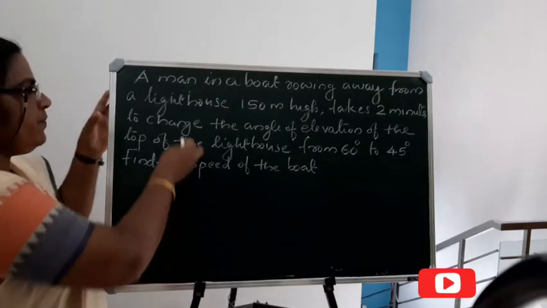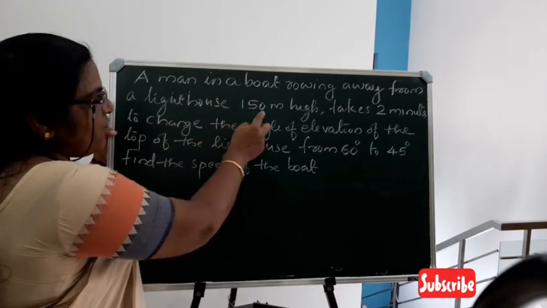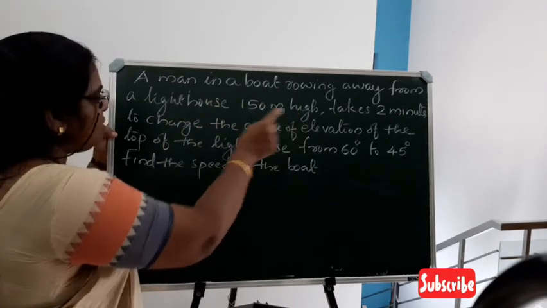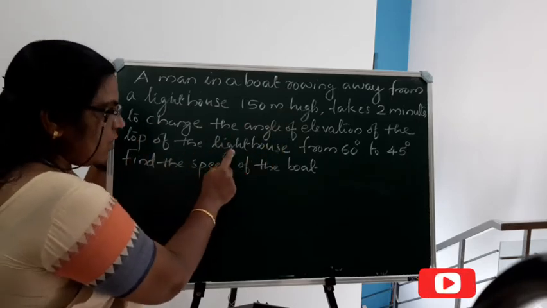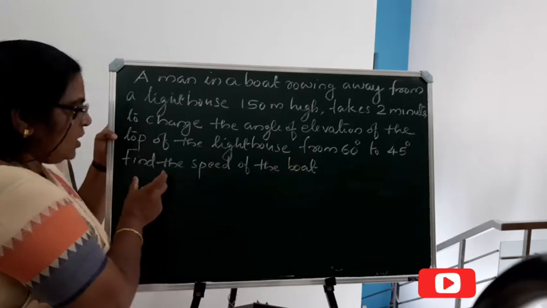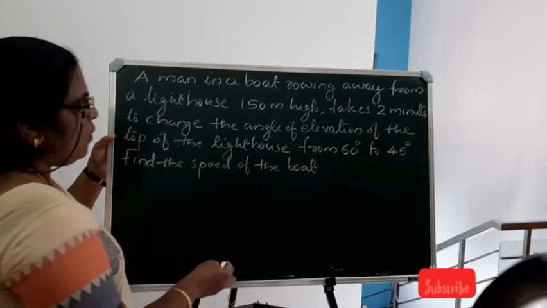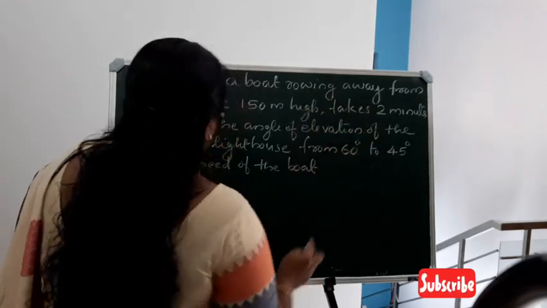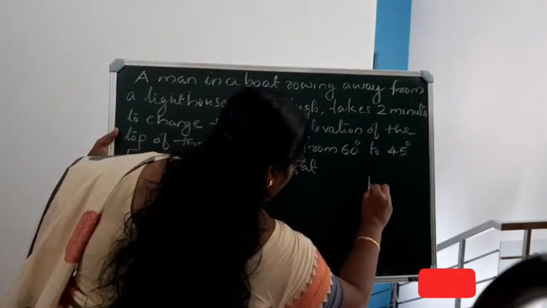Okay, next question. A man in a boat rowing away from a lighthouse 150 meters high takes 2 minutes to change the angle of elevation of the top of the lighthouse from 60 degrees to 45 degrees. Find the speed of the boat.